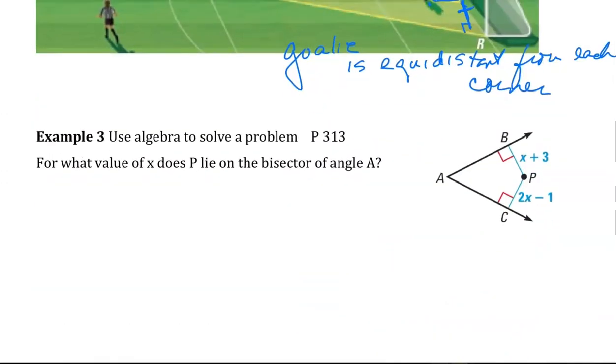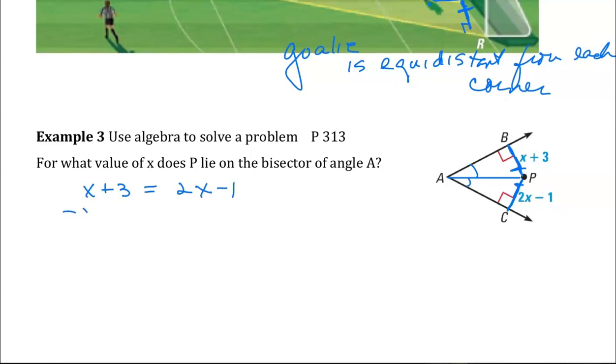Okay, example 3. Use algebra to solve a problem. For what value of x does P lie on the bisector of angle A? Okay, if P is on this angle bisector, what has to happen is the perpendicular distance from P to the angle sides have to be equal. So if that's set equal, then I'm forcing P to be on the angle bisector.